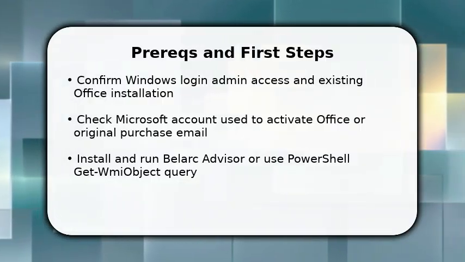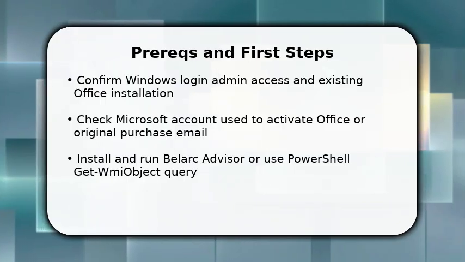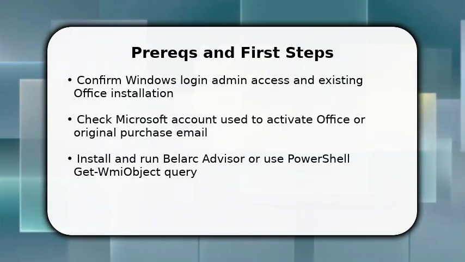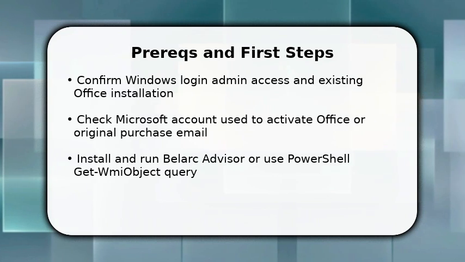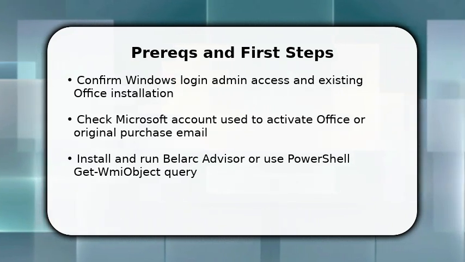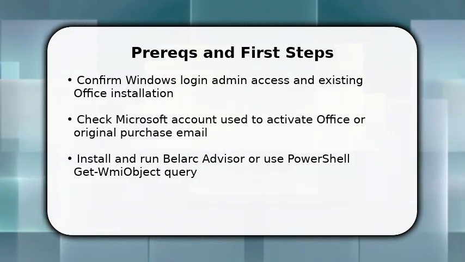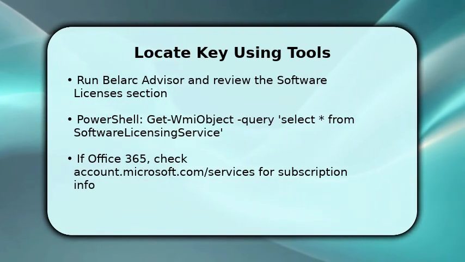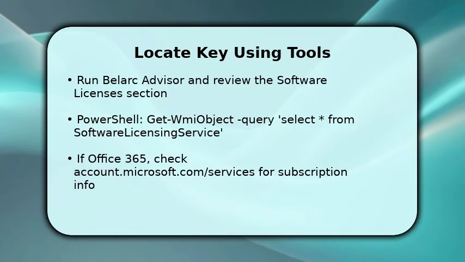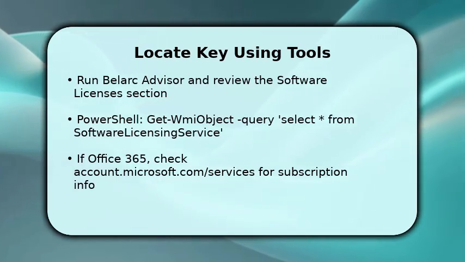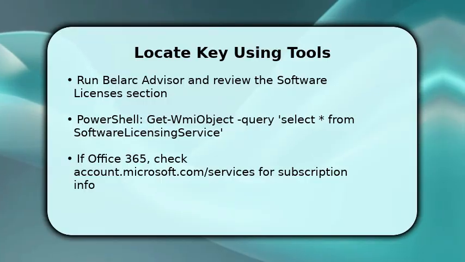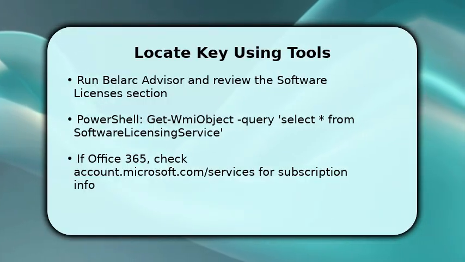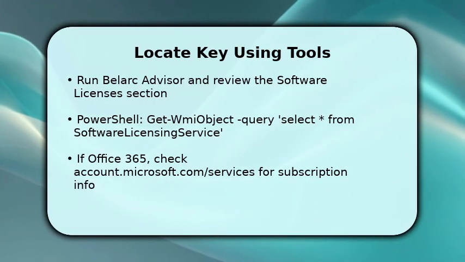Make sure to save any discovered key to a secure note right away, and do not change system settings until you've recorded the key. You now run the chosen method and interpret results. If using Belarc, open the report and scan the software licenses area for Office keys. Copy exactly. If you prefer PowerShell, run the Get-WmiObject query and read the OA3xOriginalProductKey or licensing fields. This reveals embedded OEM keys.